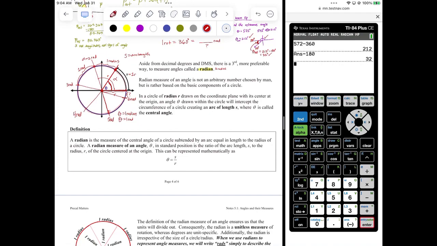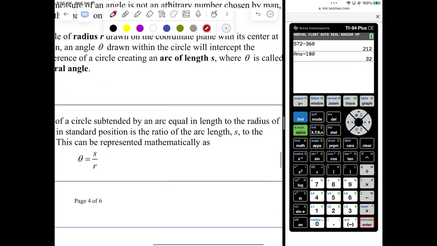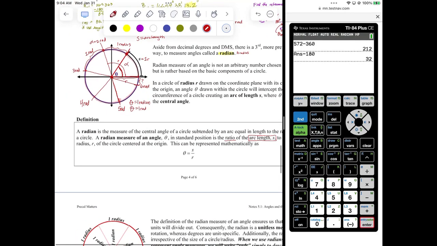The radian is the measure of a central angle of a circle subtended by an arc equal in length to 1 radius of the circle. The radian measure of the angle theta in standard position, and this is the most important part, is the ratio of the arc length, which we're calling S, to the radius. It's the ratio of the arc length to the radius.